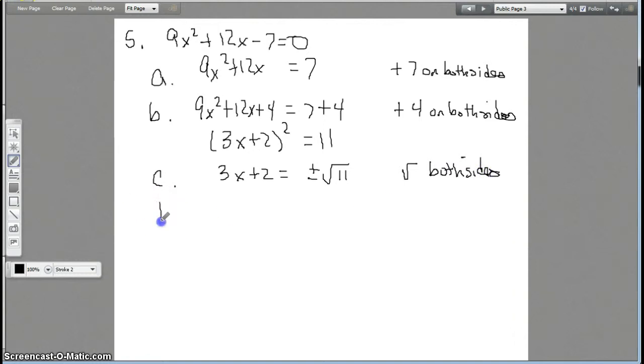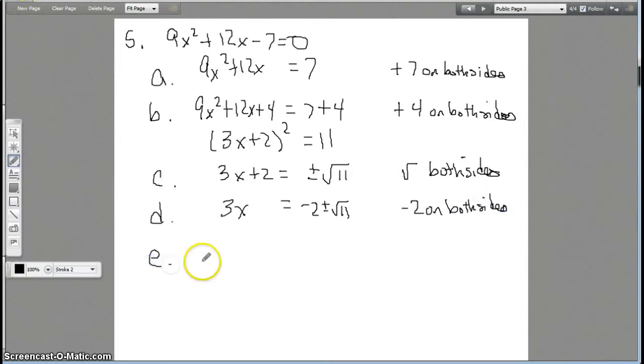Okay. Now look at part D. Part D says 3x equals negative 2 plus or minus the square root of 11. So what did we do to get from step C to step D? Well, we had a 2 here and we don't here. So we must have subtracted 2 from both sides. So I'm going to say minus 2 on both sides.